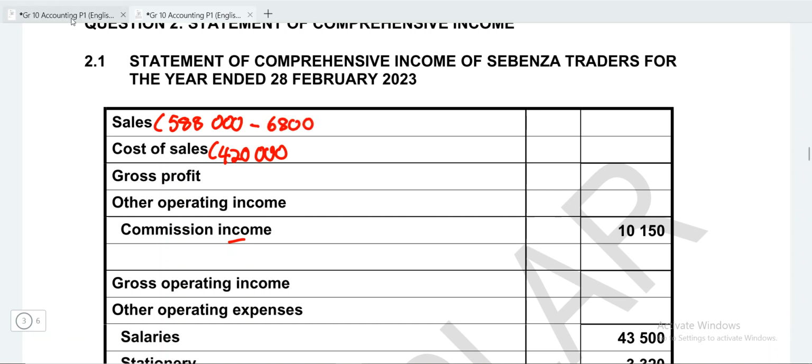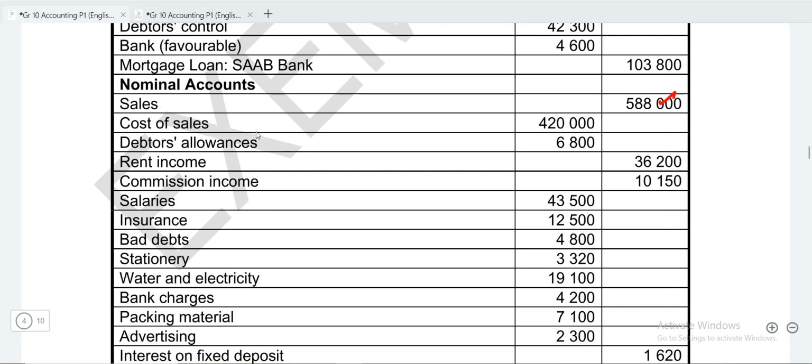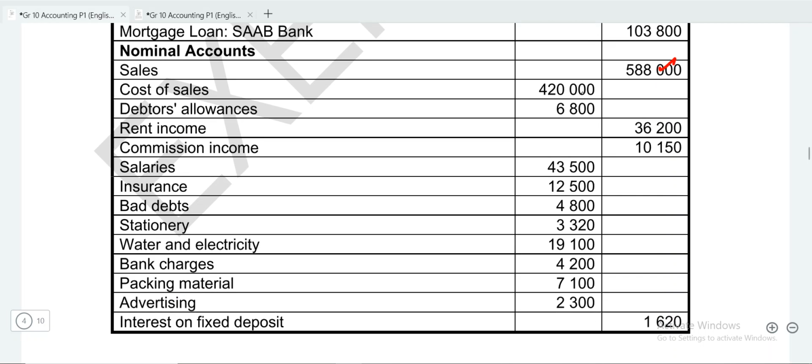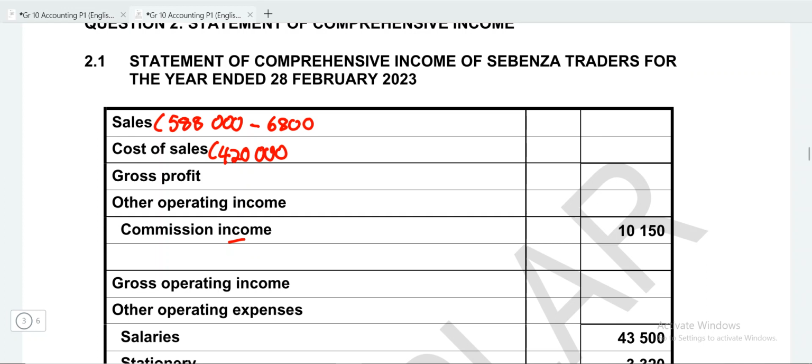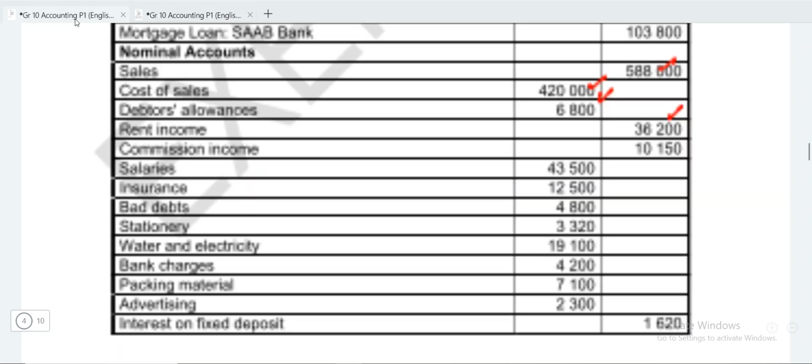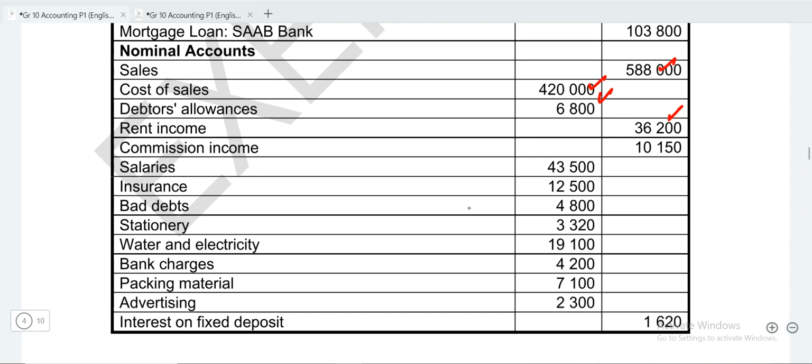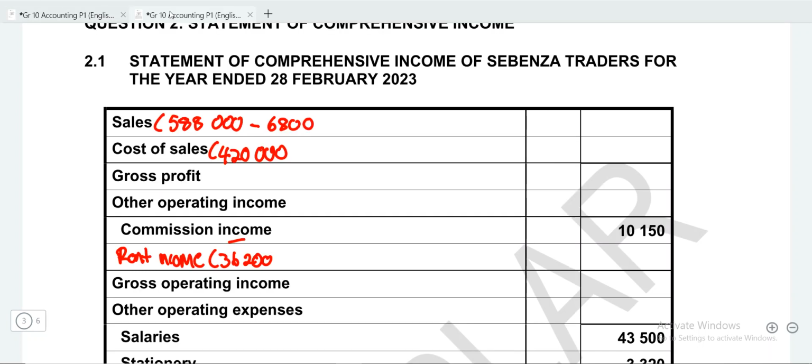Okay, and then from there we have rent income of 36,200. So all the things that I've entered, I will tick them. So our rent income is 36,200. We must check if it was recorded for us, and if you check here, they did not record it. So we have rent income of 36,200, and then from there we check what else we are given. We are given commission income of 10,150. We must check if it was recorded for us, and here it is, it was recorded, so we can just tick it.